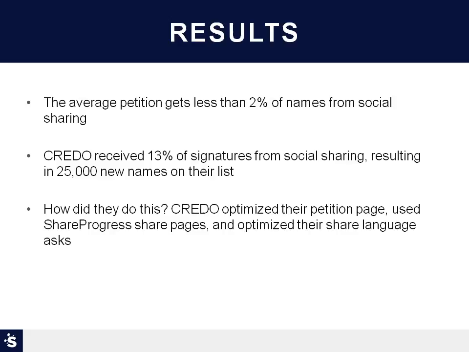So how did they do this? And the answer is that they used the process I was just describing. They optimized their petition page, and in just a minute I'll explain more what that means. They used the Share Progress share page in order to get a lot more people to tell their friends about it, and then they optimized their share language. Again, I'll define what this actually means in a second, but in order to improve every one of the steps of the process to make their campaign more viral.